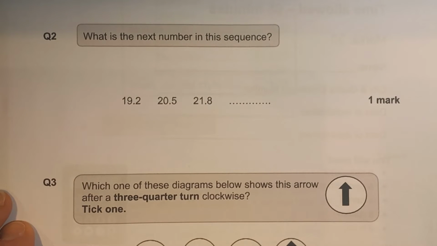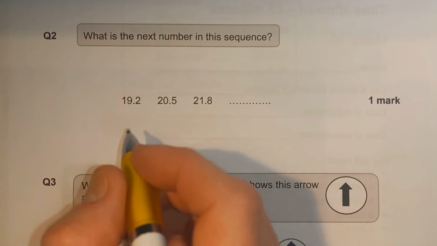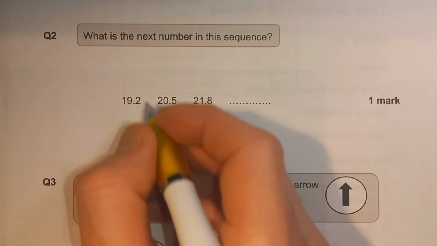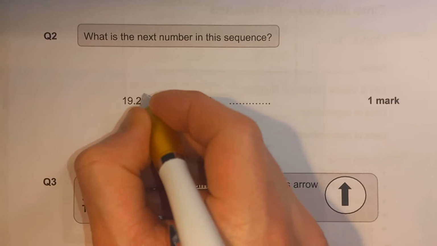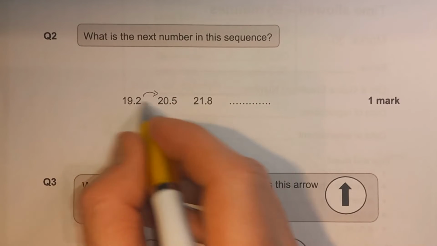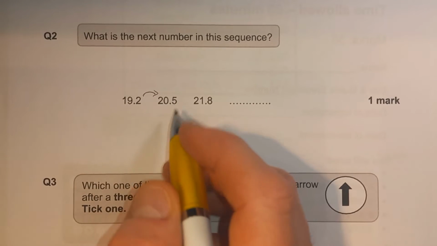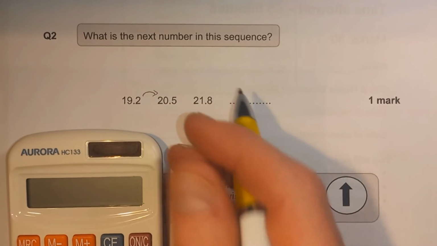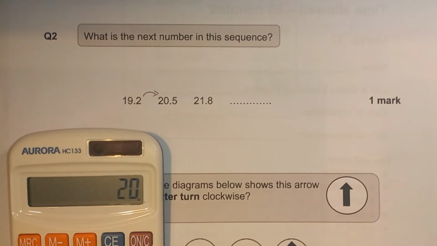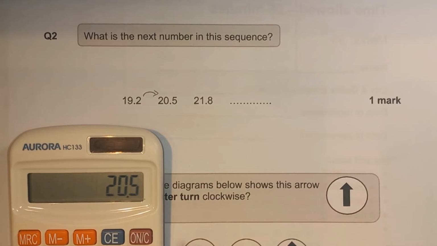Question 2. What is the next number in this sequence? All right, so we saw something similar in the non-calculator section. And what we did was we worked out what the difference was between the first two numbers by subtracting the smaller from the larger one. We can do the same here. So we're going to do 20.5 minus 19.2.